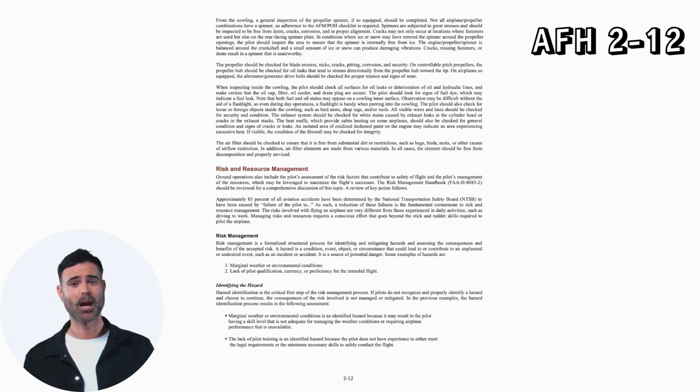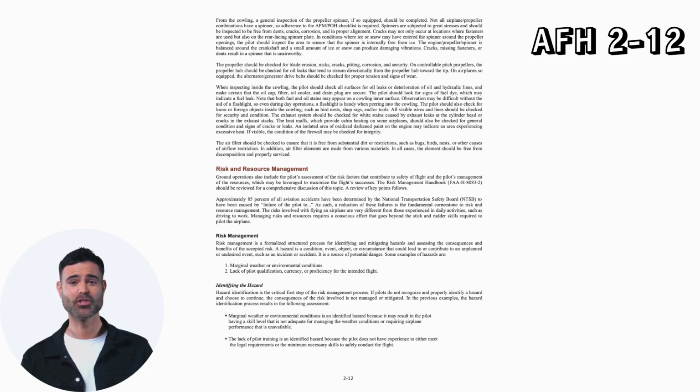In conditions where ice or snow may have entered the spinner around the propeller openings, the pilot should inspect the area to ensure that the spinner is internally free from ice. The engine propeller spinner is balanced around the crankshaft, and a small amount of ice or snow can produce damaging vibrations. Cracks, missing fasteners, or dents result in a spinner that is unairworthy.